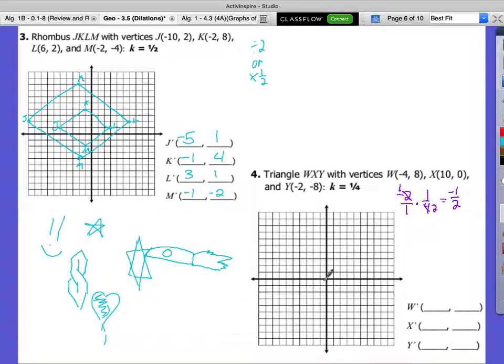Now we're not going to do number 4. Okay, we're not going to do number 4. I just wanted to show you how something like that would be done.